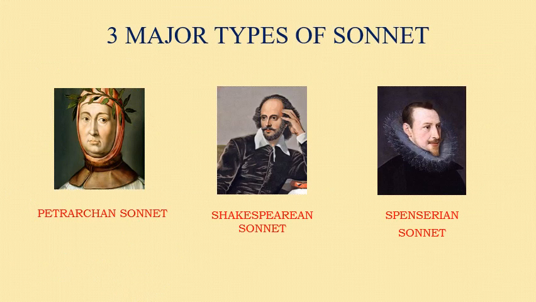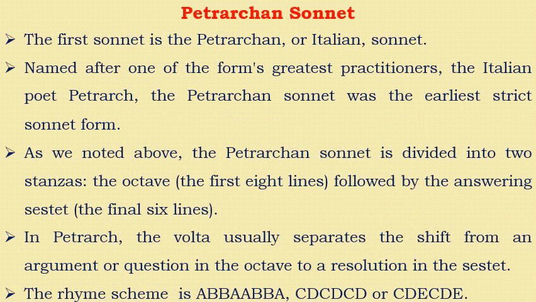Next, 3 major types of sonnets are given here. First one is the Petrarchan sonnet, next one is the Shakespearean sonnet, followed by the Spenserian sonnet. The Petrarchan sonnet is the first one, and Francesco Petrarch was an Italian Renaissance scholar. The first sonnet is the Petrarchan or the Italian sonnet, named after one of the form's greatest practitioners, the Italian poet Petrarch. The Petrarchan sonnet was the earliest strict sonnet form.